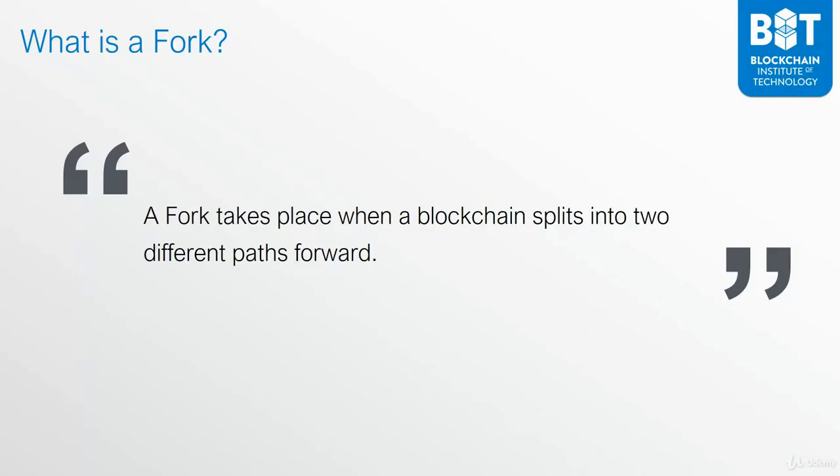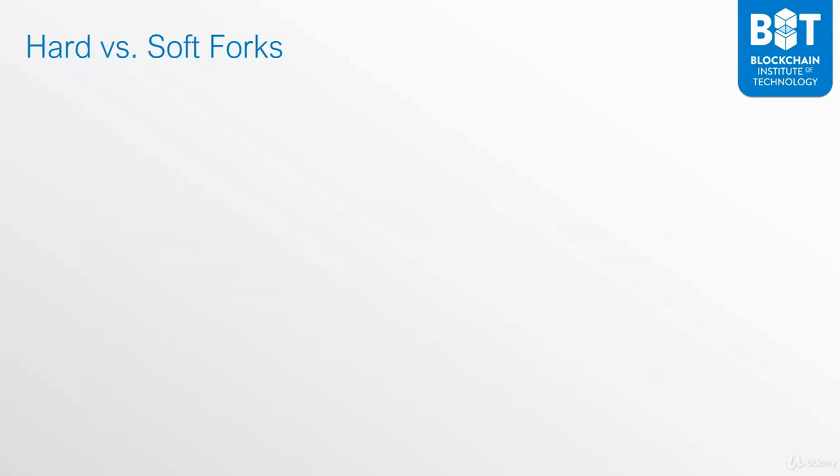A fork, in its easiest way to understand, takes place when a blockchain splits into two different paths forward. Imagine that you're walking down a road and you come upon a fork and you have to make a choice. Do you turn right or do you turn left? If you're in the Matrix, do you take the red pill or do you take the blue pill? Bottom line, a fork basically means that a blockchain splits into two different paths forward, and there are many reasons why that happens. Let's explain a hard versus a soft fork.